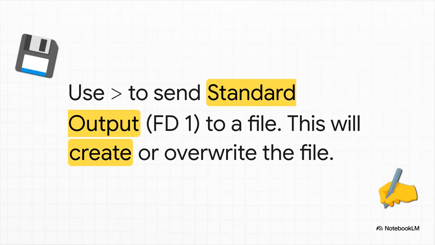Okay, but what about the good stuff? The actual results? Well, we use the greater than symbol for that. This little greater than symbol redirects standard output. Now, you don't usually see it, but it's really shorthand for 1 greater than, telling the system to take everything from file descriptor 1 and send it into, say, a file called results.txt.